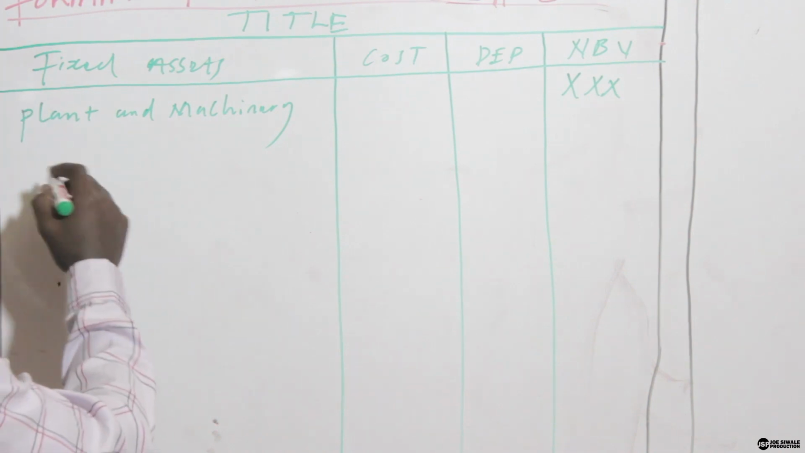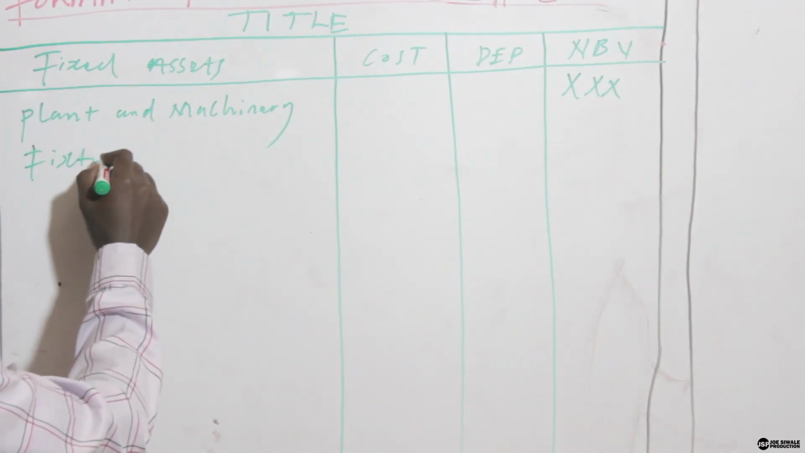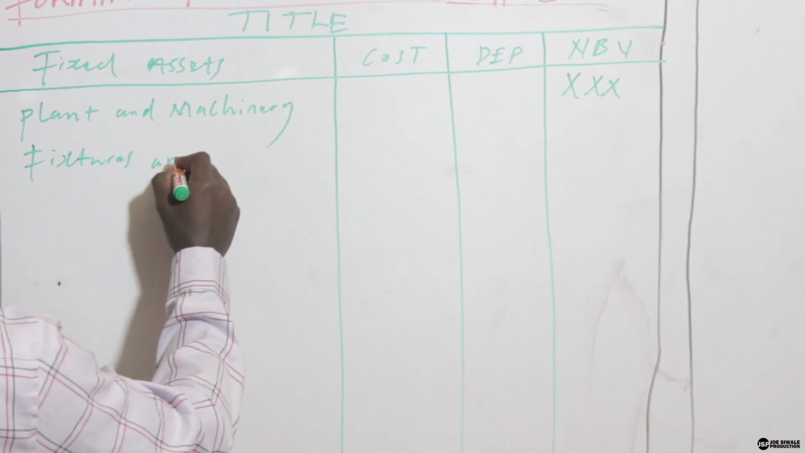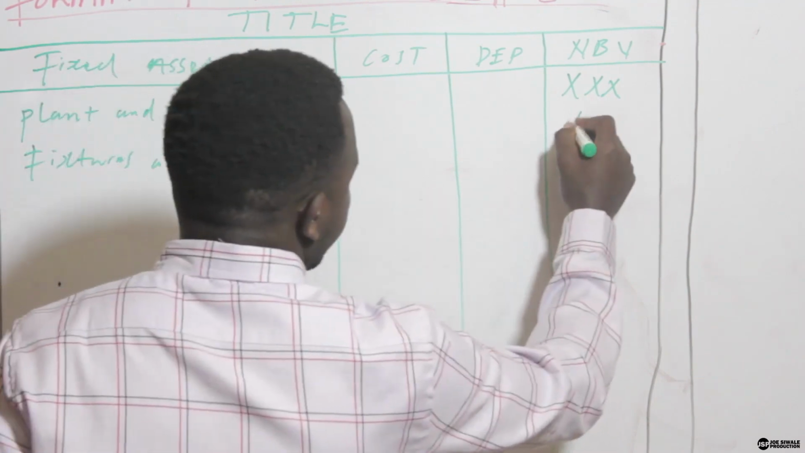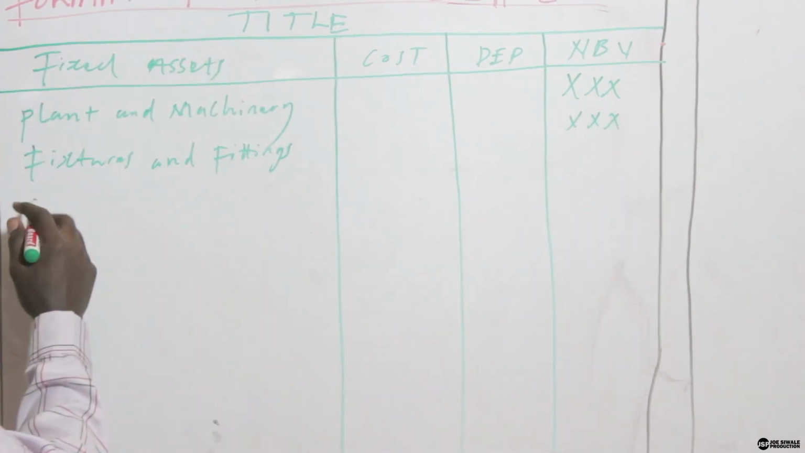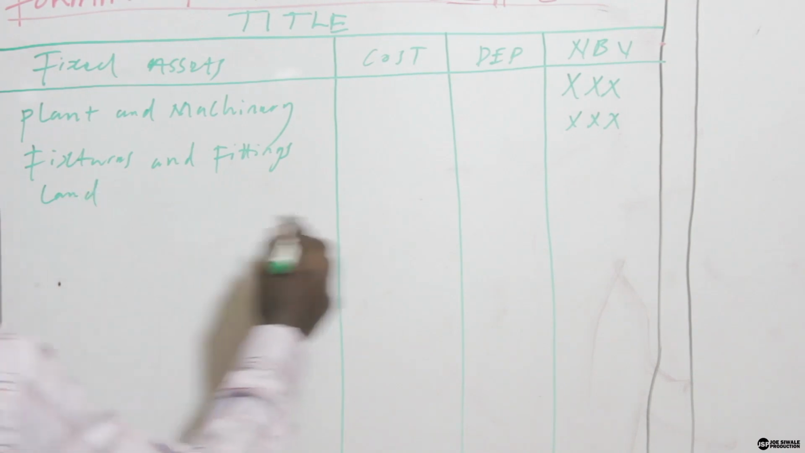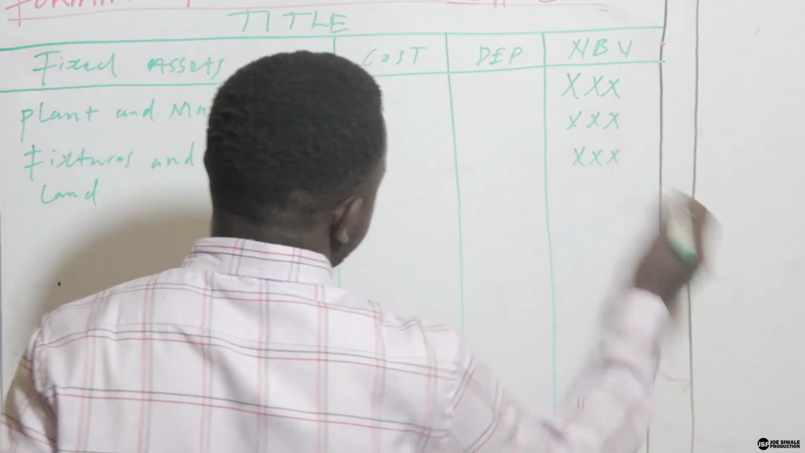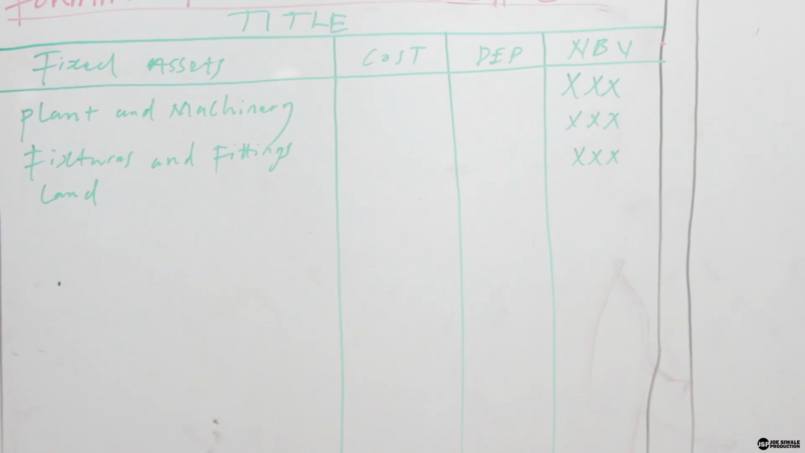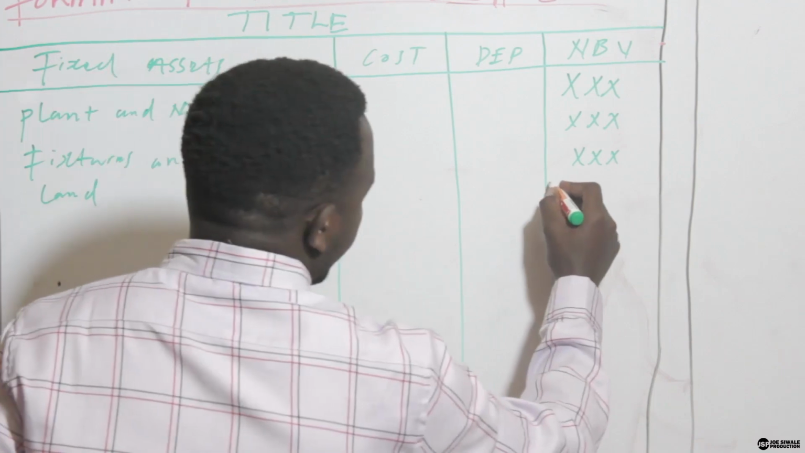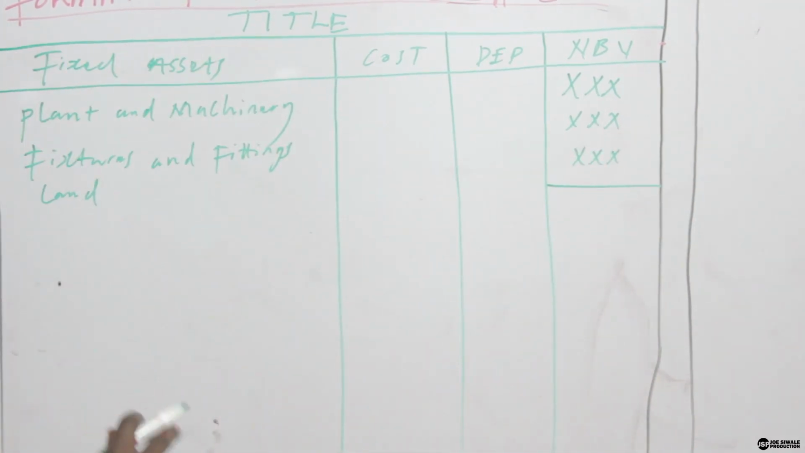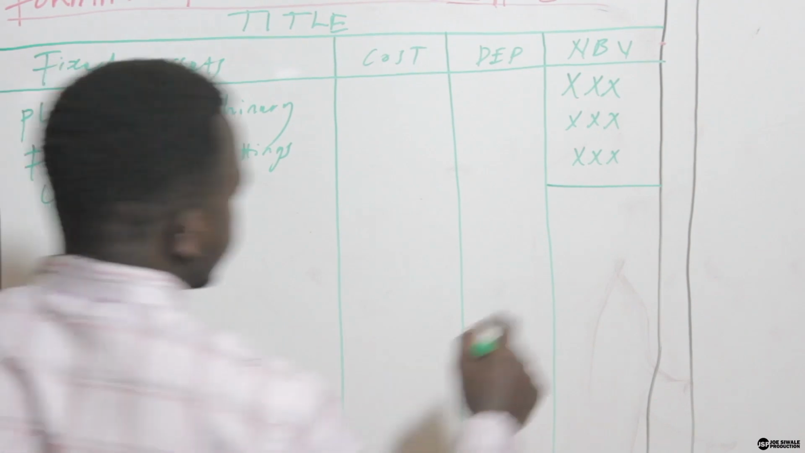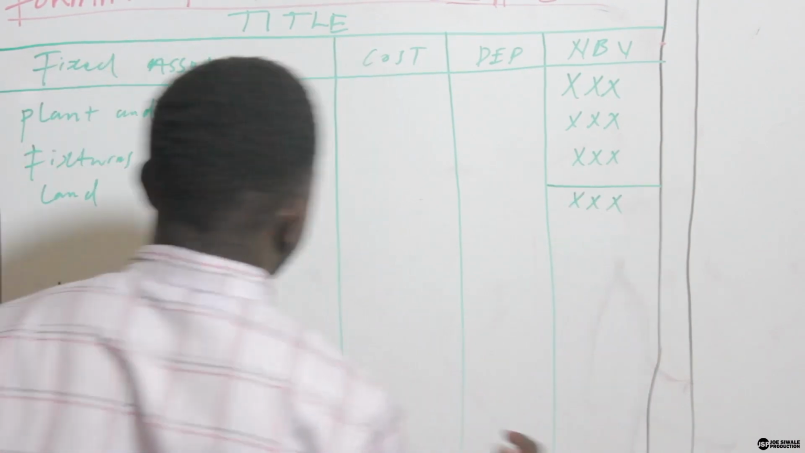So plant and machinery, then we can also have fixtures and fittings. So we can put our fixtures and fittings here. Then we can also have land. We can put our land here. So these are just examples of fixed assets. So for example, if we have these three fixed assets, we're going to find our total here. So we are going to add plant and machinery plus fixtures and fittings plus land there. Then we're going to have total fixed assets.